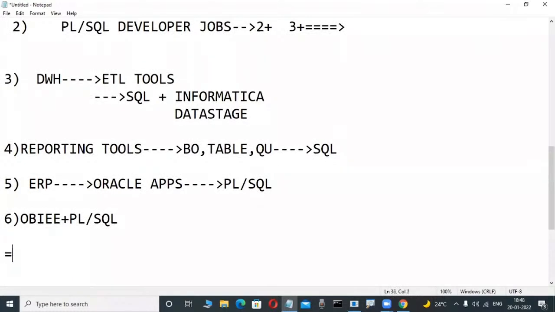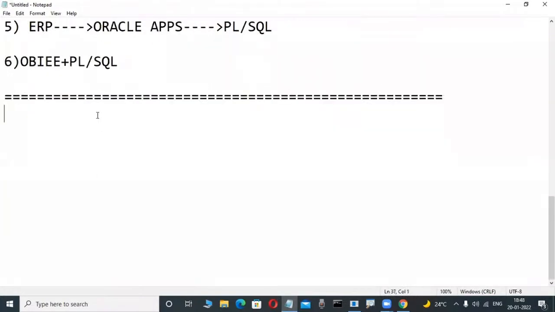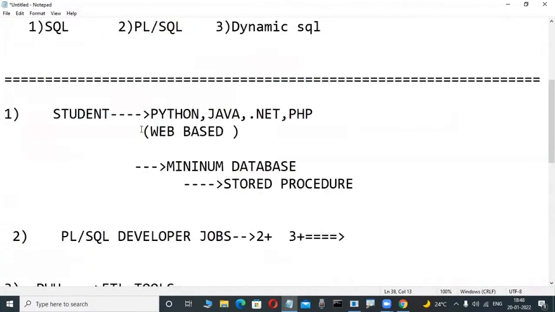Suppose you are not interested in the programming side. Now you want the administration side, you want those jobs only. In that case, DBA courses are there: Oracle DBA, SQL Server DBA, MySQL DBA, database administration courses. These persons also need minimum knowledge before learning those courses. Minimum SQL knowledge is required. These persons also are learning these types of courses.